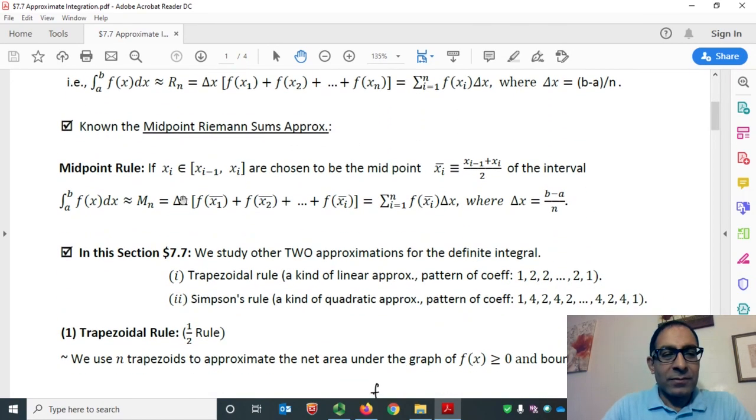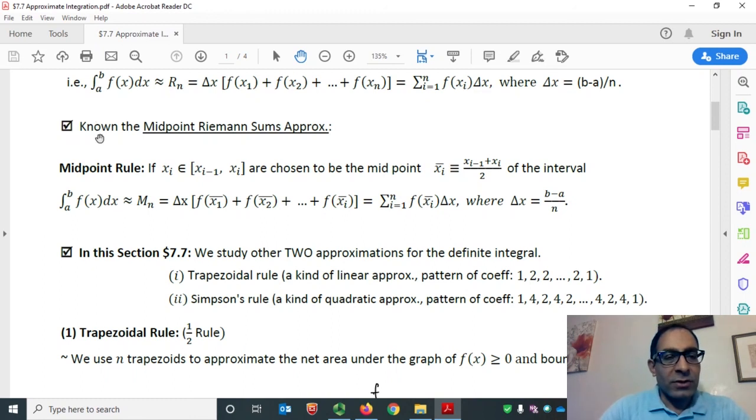Okay, so let me scroll down. So here, the midpoint rule: if xi, meaning x1, x2, dot dot dot xn, are chosen to be the midpoint of the interval [x(i-1), xi], and we write the midpoint as (x(i-1) plus xi) over 2. So when i is 1, that's (x0 plus x1) over 2. If i is 2, then (x1 plus x2) over 2, and so on.